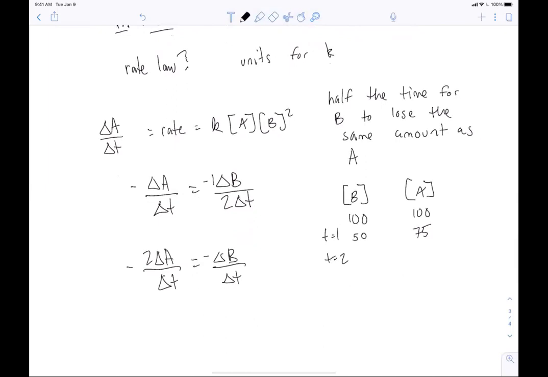I guess what I had a question with: I understood that the rate equals negative change of A over change of T, and that equals change of B over 2T. But then I was confused as to how you got the negative 2K A B squared, because that's the final rate for B. Oh, why does the 2 come out front? Do you have to multiply it to the other side or something?